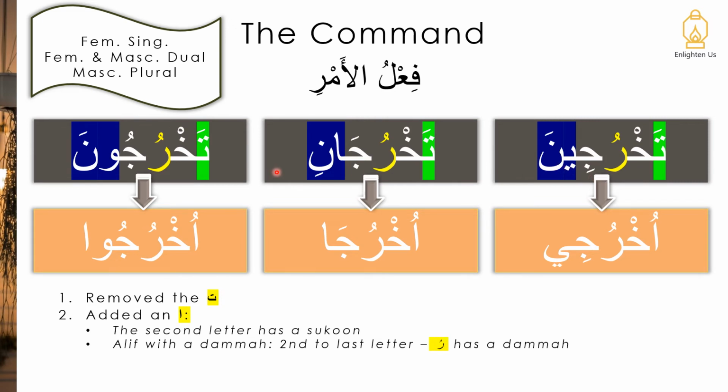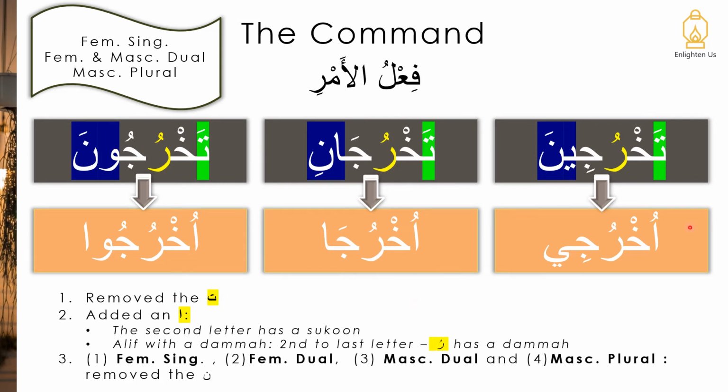The ya and the noon, the alif and the noon, and the waw and the noon, in each case are actually denoting the pronoun, the doer. So in this case we know that it's she, singular. In this case we know that it's they, dual, and here we know it's they, masculine, three or more plural. And lastly, we said for the feminine singular, the feminine dual, the masculine dual, and the masculine plural, remove the noon, and in each case that's exactly what's happened.